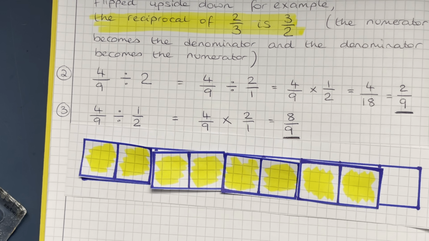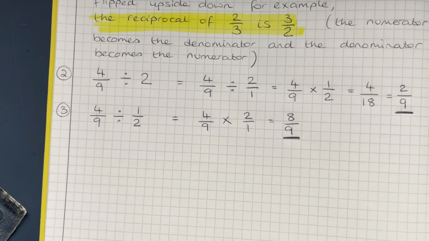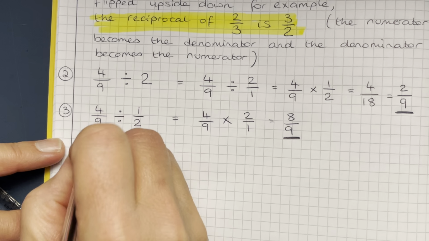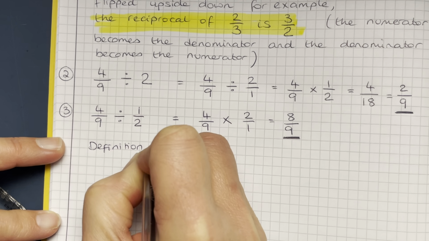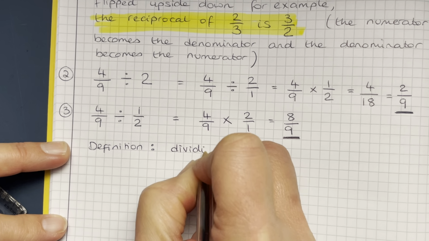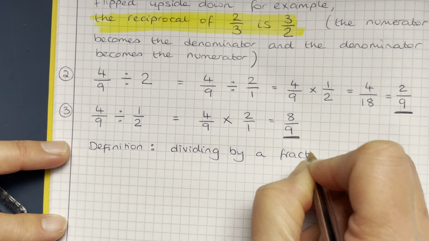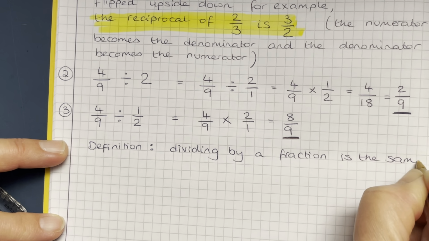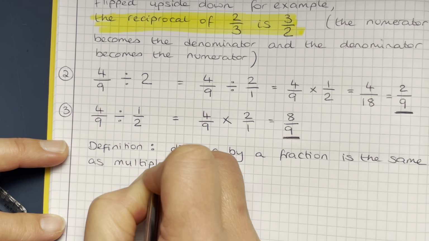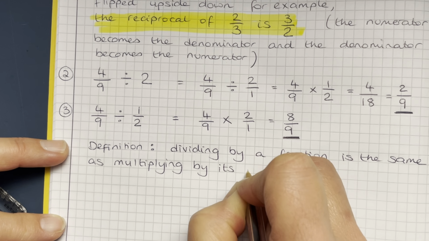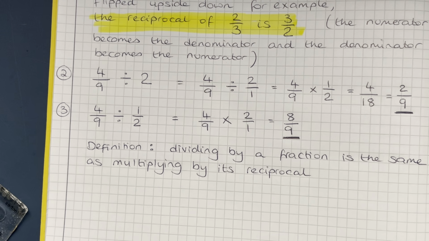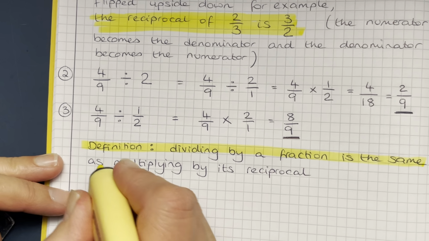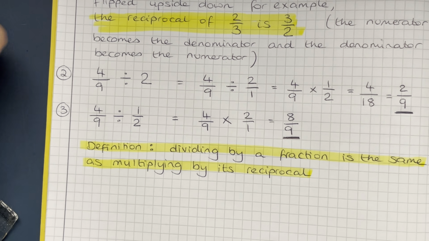So let's get some definitions down so that we know that this makes sense. We've got our definition for reciprocal, but our definition for dividing by fractions we need to write down now. So let's put a definition down. Definition. Dividing by a fraction is the same as multiplying by its reciprocal. Now, that is one of those key points that if you can memorize that, that is going to help you throughout your school life. Okay, dividing by a fraction is the same as multiplying by its reciprocal.